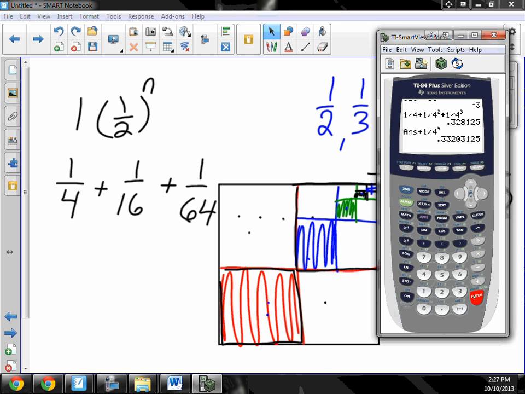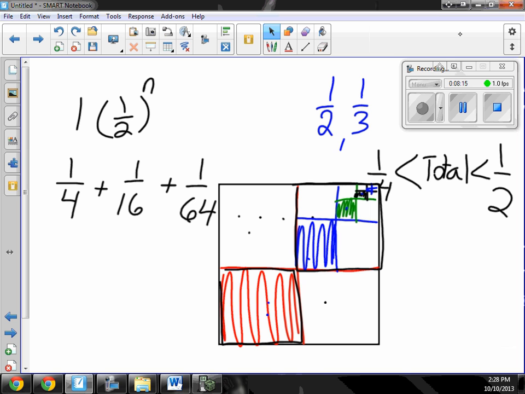What does it look like we're approaching? Plus 1 divided by 4 to the fifth. It looks like it's getting closer and closer to 1/3. And that is, in fact, the answer. But we can look at that picture and see it.